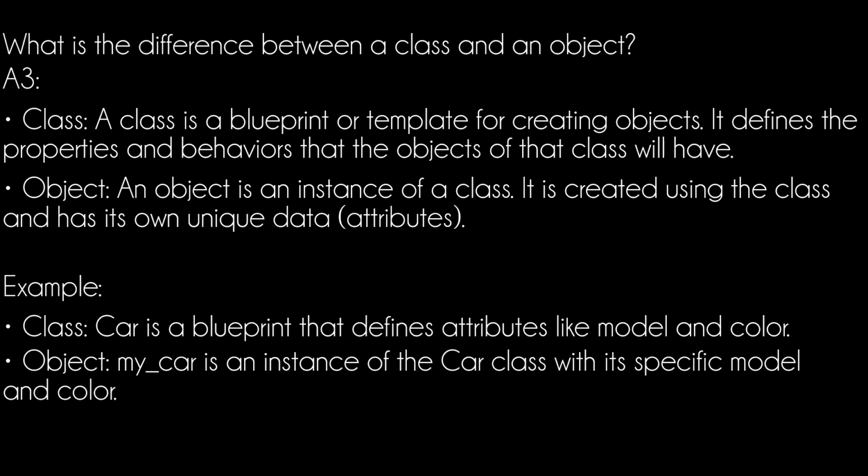What is the difference between a class and an object? Class. A class is a blueprint or template for creating objects. It defines the properties and behaviors that the objects of that class will have.